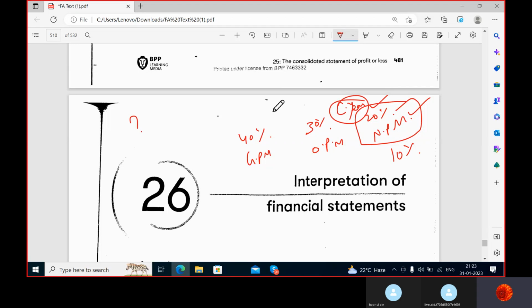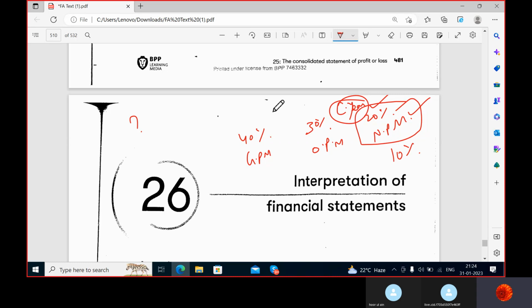So profitability ratios are not absolute measures. They are relative measures. Yes, you can compare and decide the performance, not with absolute numbers or percentages.